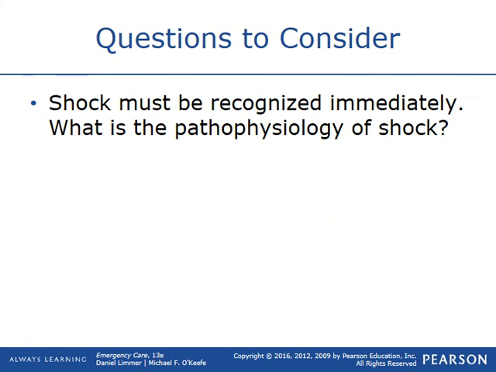Shock must be recognized immediately. But what is the pathophysiology of shock? Remember that shock occurs when the regular delivery of oxygen and nutrients to cells and the removal of their waste products is interrupted. Without a regular supply of oxygen, cells become hypoxic and must rely on anaerobic metabolism. Lactic acid and other waste products accumulate and start harming the cell. Without the removal of carbon dioxide, the buildup of harmful waste products is also accelerated. Unless it's reversed, shock will kill the cells, the organs, and eventually the patient.